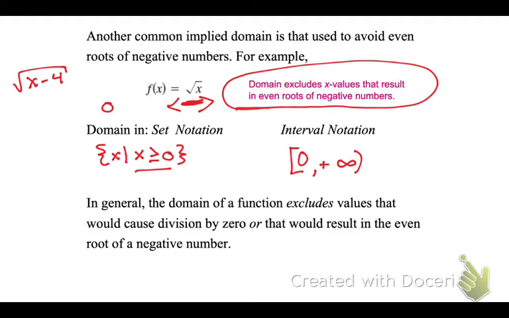In general, the domain of a function excludes values. This is how you figure out the domain of functions. The domain of the function excludes values that would cause division by 0 or that would result in an even root of a negative number. Even root, so 2, 4, 6, those. Odd roots, it doesn't matter. You can put everything in the world in them, and so it's all real numbers. But it really depends what the radicand is.